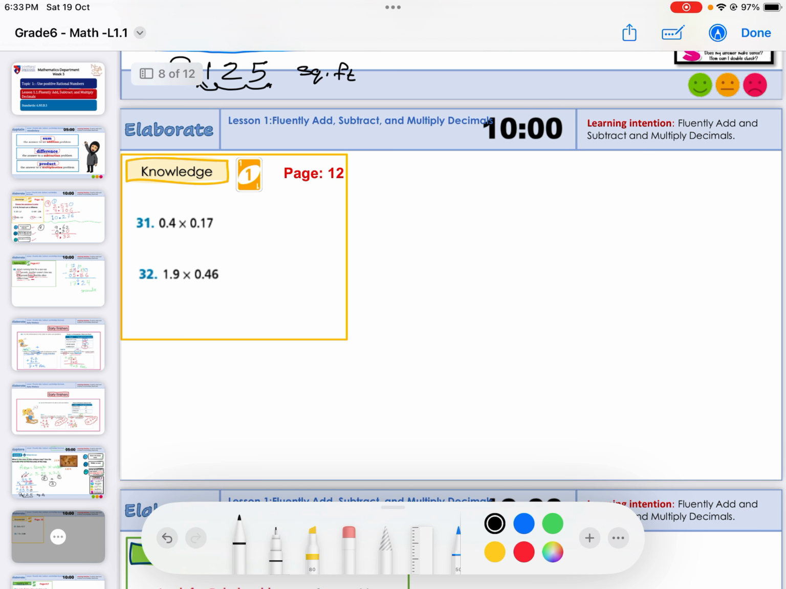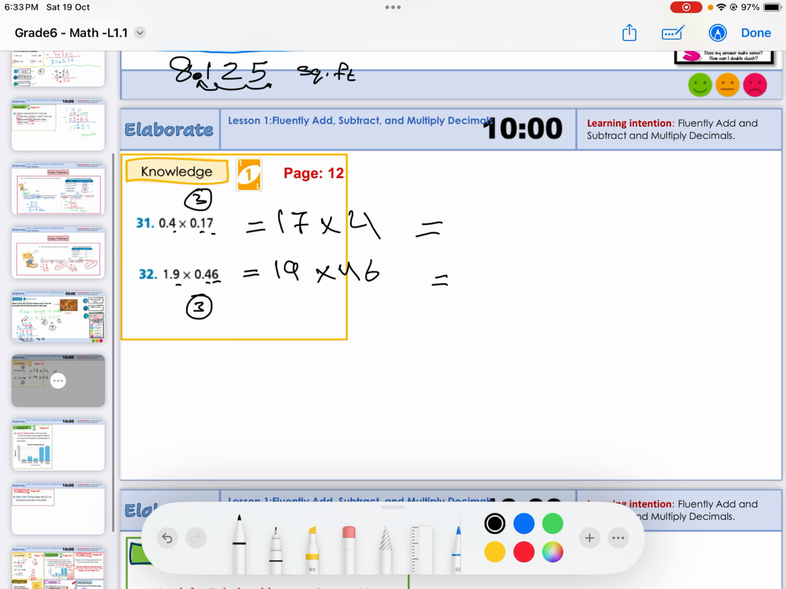Okay, guys. Sometimes the question can be as easy as 31. Here you need to multiply 17 times 4. Then count the decimal places. You got 3 decimal places and place the point. Here you need to multiply 19 times 46. Then count the decimal places. You got 3 and place the point. Okay, let's see what's left.